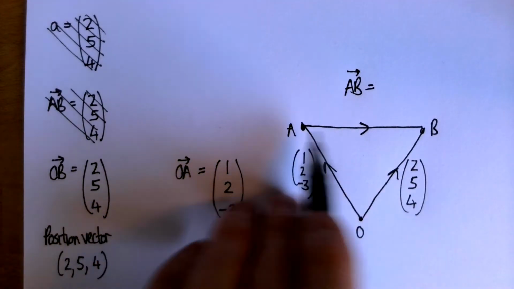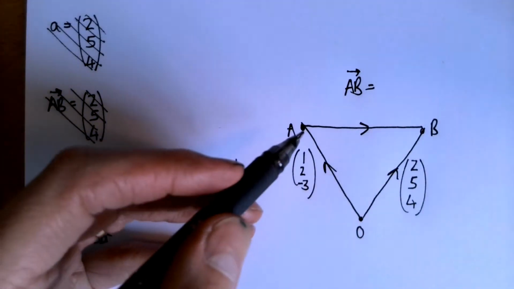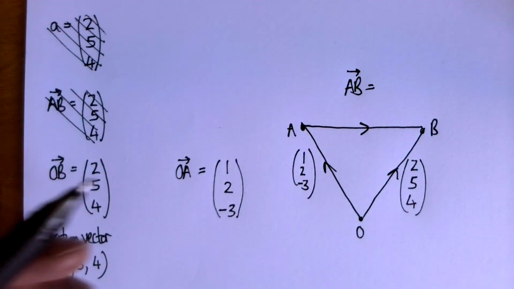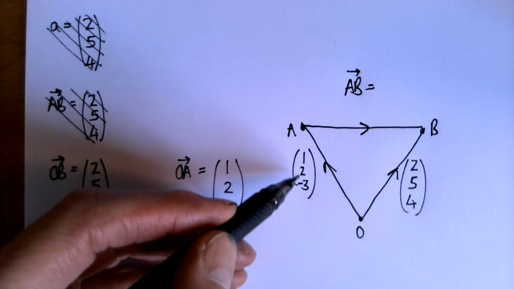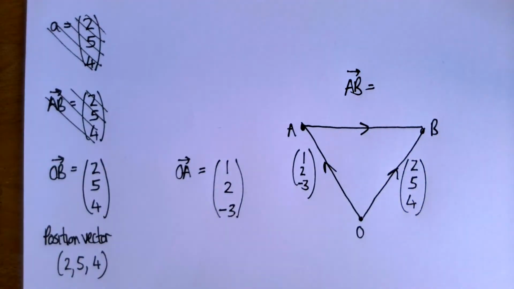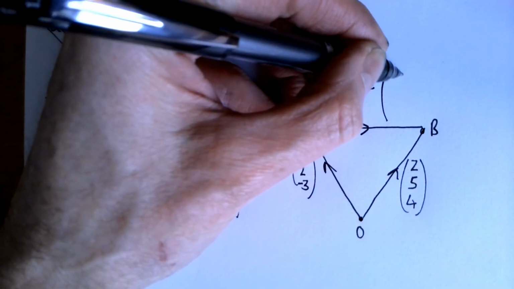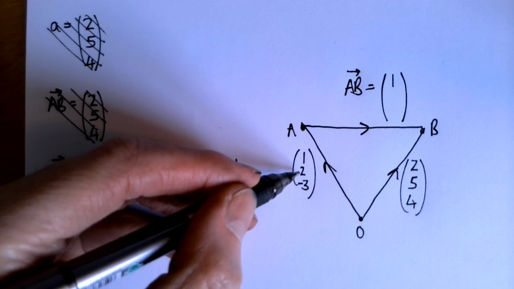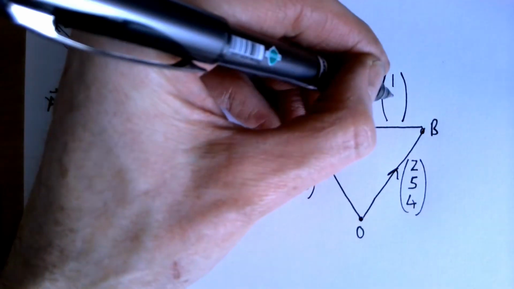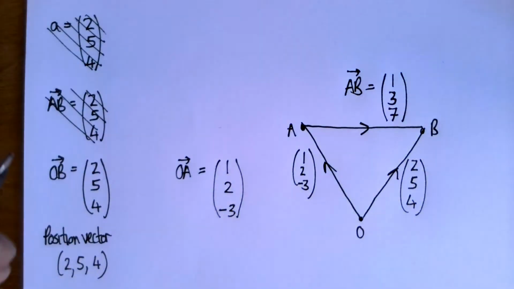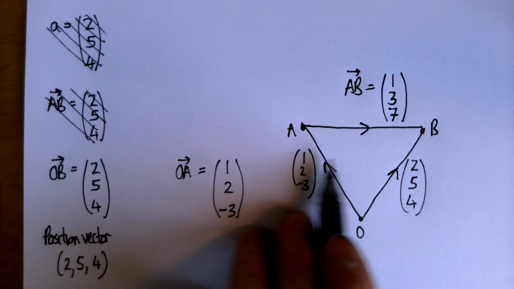So if I want to get from A to B, the only way I can do it is to use the roads that I already know. So I know this road here, and I know this road here. So you may remember that we say to get from A to B, we go backwards along this road. So we go -1, -2, and +3, and then forwards along this road. So the x value is going to be -1 plus 2. The y value is -2 plus 5, and the z value is -3, so that's 3 plus 4. The other way to think about it is, what's the gap between that number and that number?